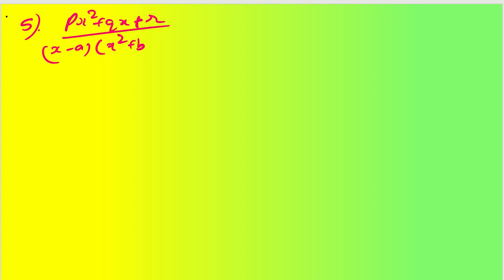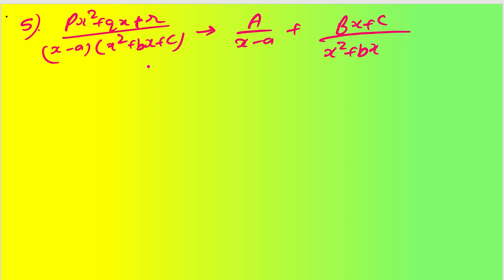Let's say one more. We have px square plus qx plus r divided by x minus a into x square plus bx plus c, where x square plus bx plus c cannot be factorized. Then what will be the form of my partial fractions? It can be A by x minus a plus Bx plus C by x square plus bx plus c.